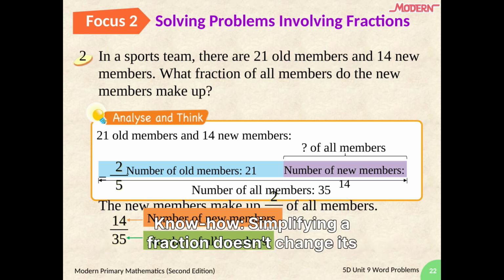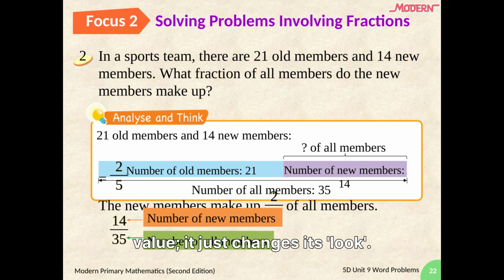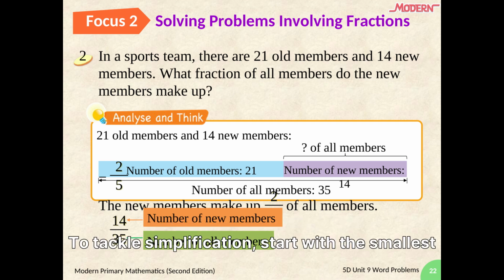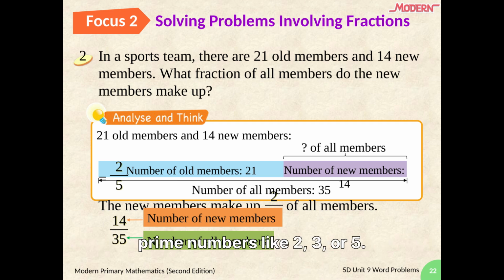Know how? Simplifying a fraction doesn't change its value, it just changes its look. 14/35 and 2/5 represent the exact same portion. To tackle simplification, start with the smallest prime numbers like 2, 3, or 5. If those don't work, try 7. It's often the hidden factor.